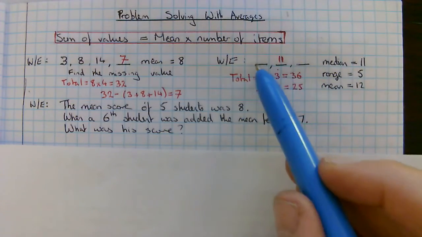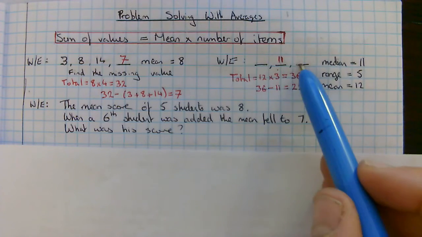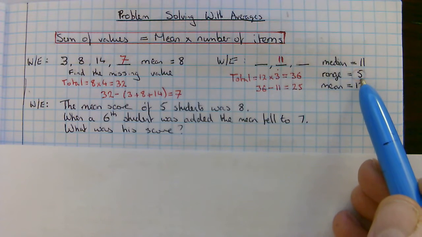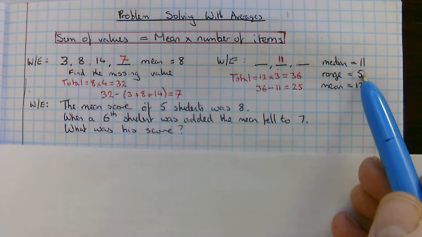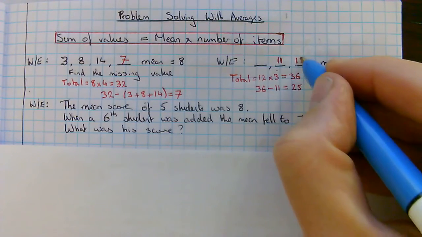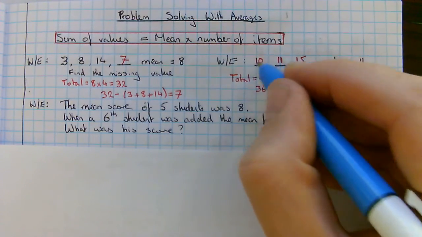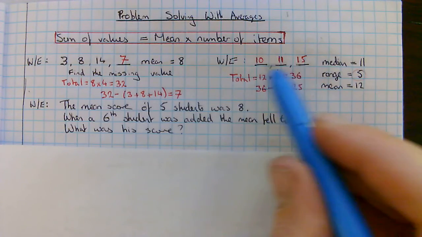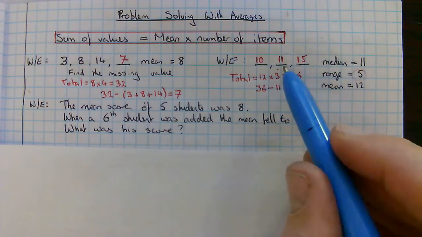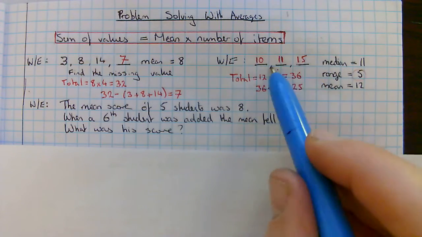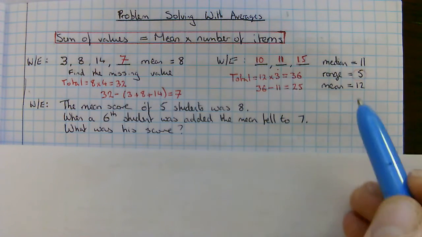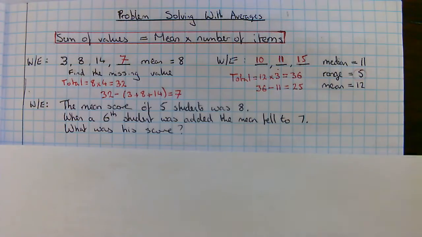So these 2 numbers here must add up to 25 and have a difference of 5. So 2 numbers which add up to 25 and have a difference of 5, 15 and 10. 10 plus 15 gives me 25, 15 take away 10 gives me 5. So those must be my 3 numbers. And we can check. The median is 11, that's my middle number. The range, 15 take away 10, gives me 5. The mean, 10 plus 11 is 21, plus 15 gives me 36, divided by 3 gives me my answer of 12.